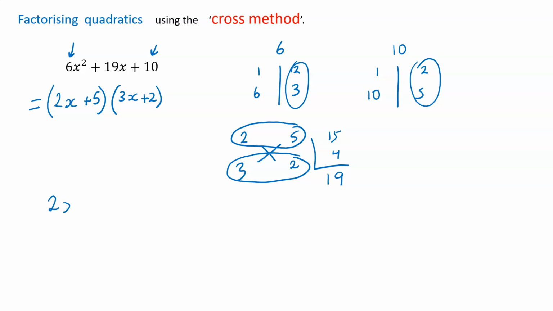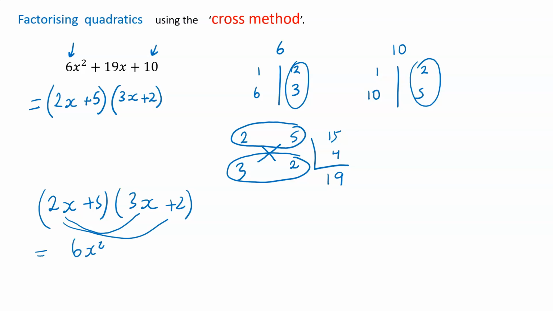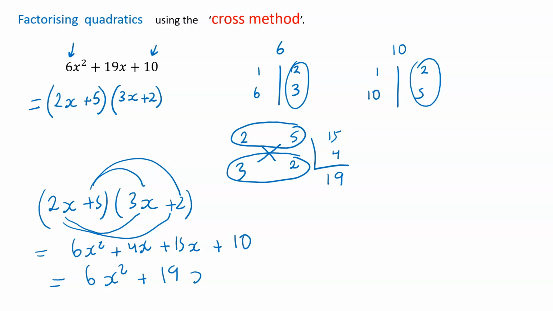Let's go and confirm that when we expand these two pairs of factors, we actually get what we had originally. Let's try. 2x times 3x gives us 6x squared. 2x times 2 is 4x. 5 times 3x is 15x. And 5 times 2 is 10. If we simplify, we get what we originally started with, which means that our pairs of factors are correct.